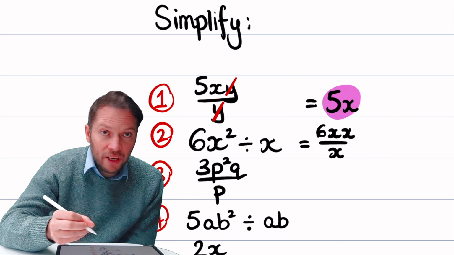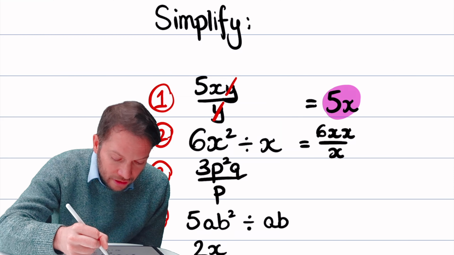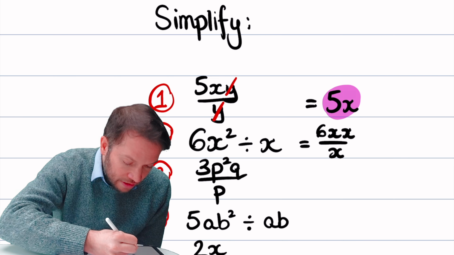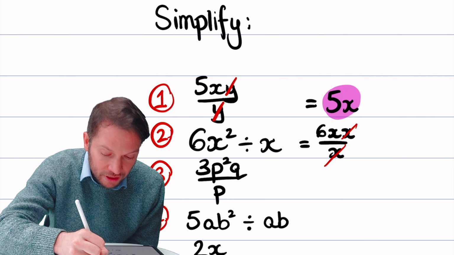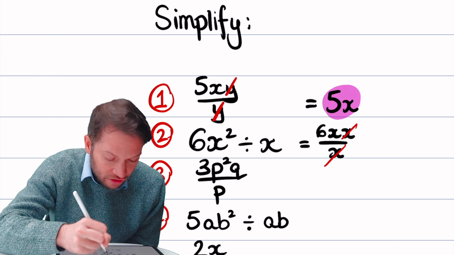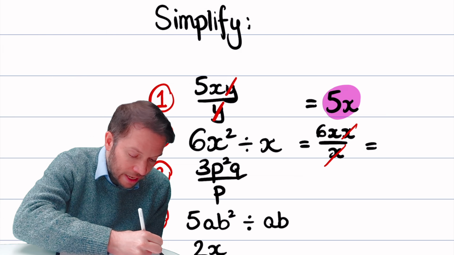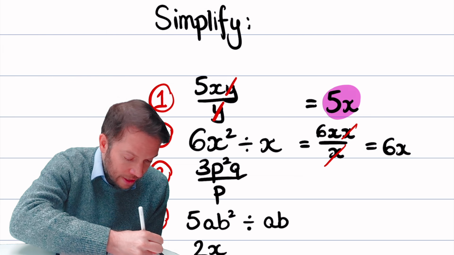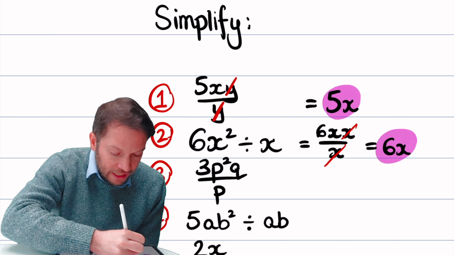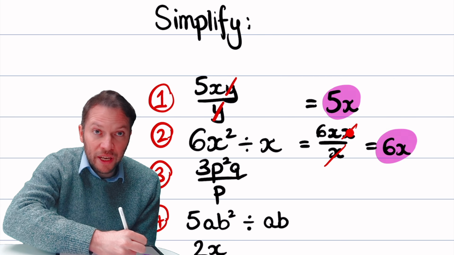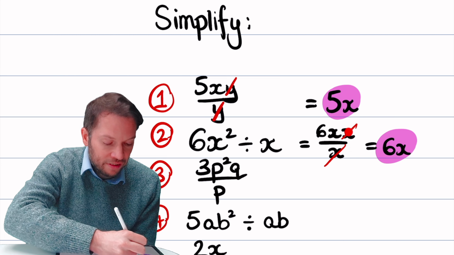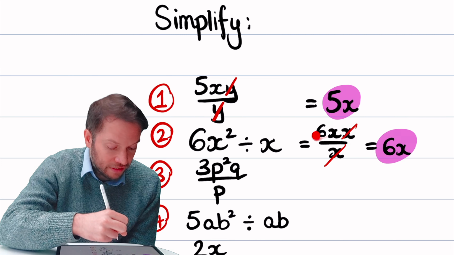Now, again, we get some kind of cancellation here. The x divided by the x just cancels out. And we're just left with 6x as the final answer there. Because if you think about it, you've got 6x, if you times by x and then divide by x, the times by x and the divide by x cancel each other out. So you're just left with that 6x.